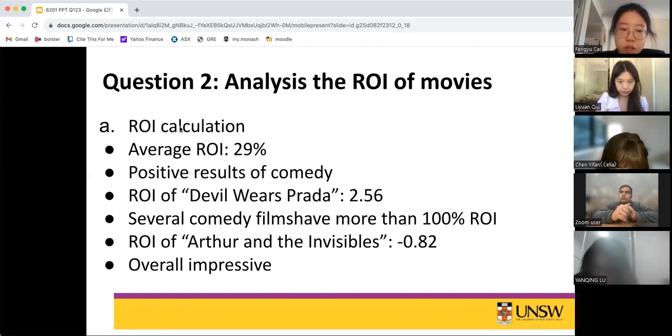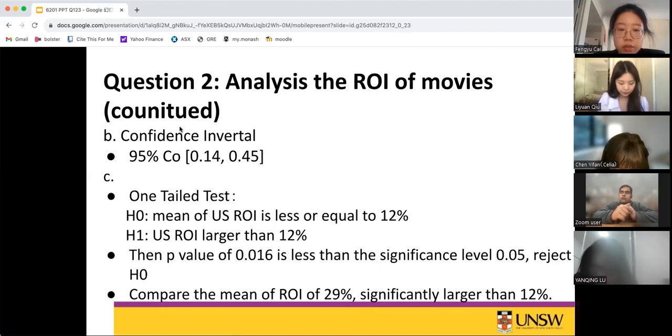Next, please. Through calculating the 95% confidence interval for the mean return on investment, we get the upper limit of 0.45 and the lower limit of 0.14. Thus, we can be 95% confident that the mean US return on investment of movies is between 0.14 and 0.45. However, this confidence interval is relatively wide and thus subject to uncertainty. Compare the mean US return on investment with the 12% indicated by London.